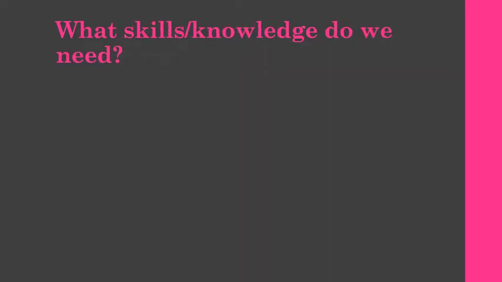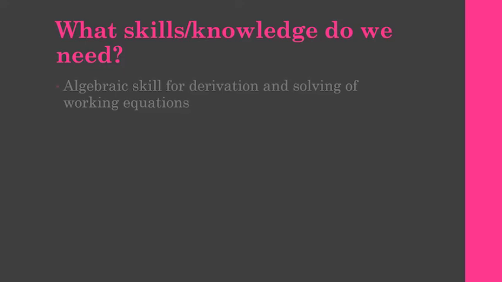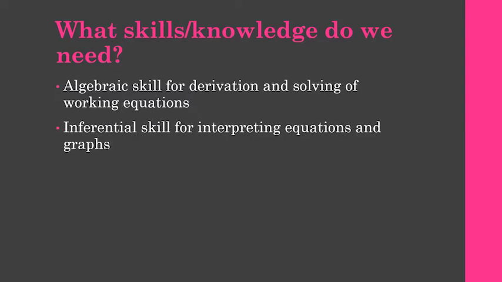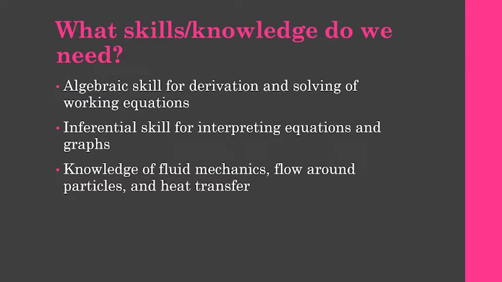Okay? What skills or knowledge do we need in this course? First, you need algebraic skill for derivation and solving of working equations. This is a given in any chemical engineering major subject. You need to be able to work on equations. Next, you will also be needing inferential skill for interpreting equations and graphs. Inferential skill is very important whenever you are presented with experimental data and you are asked to interpret what the data suggests and what conclusions you can draw from that set of data. You will also be needing your knowledge of fluid mechanics, flow around particles, and heat transfer.